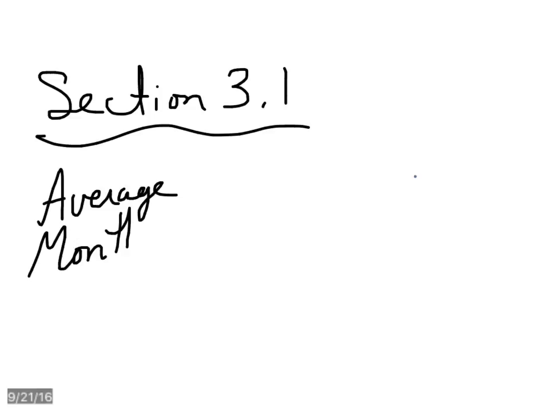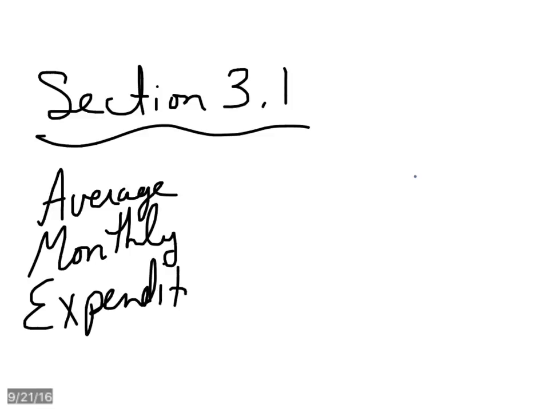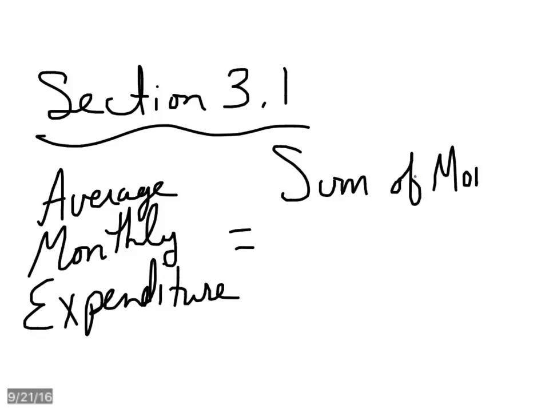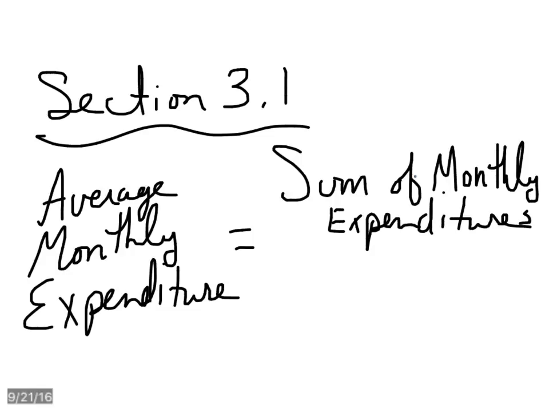Okay? The formula, though, that we're going to use says average monthly expenditure. And what you do is you sum. What does sum mean? Add, right? So sum of the monthly expenditures divided by the number of months.